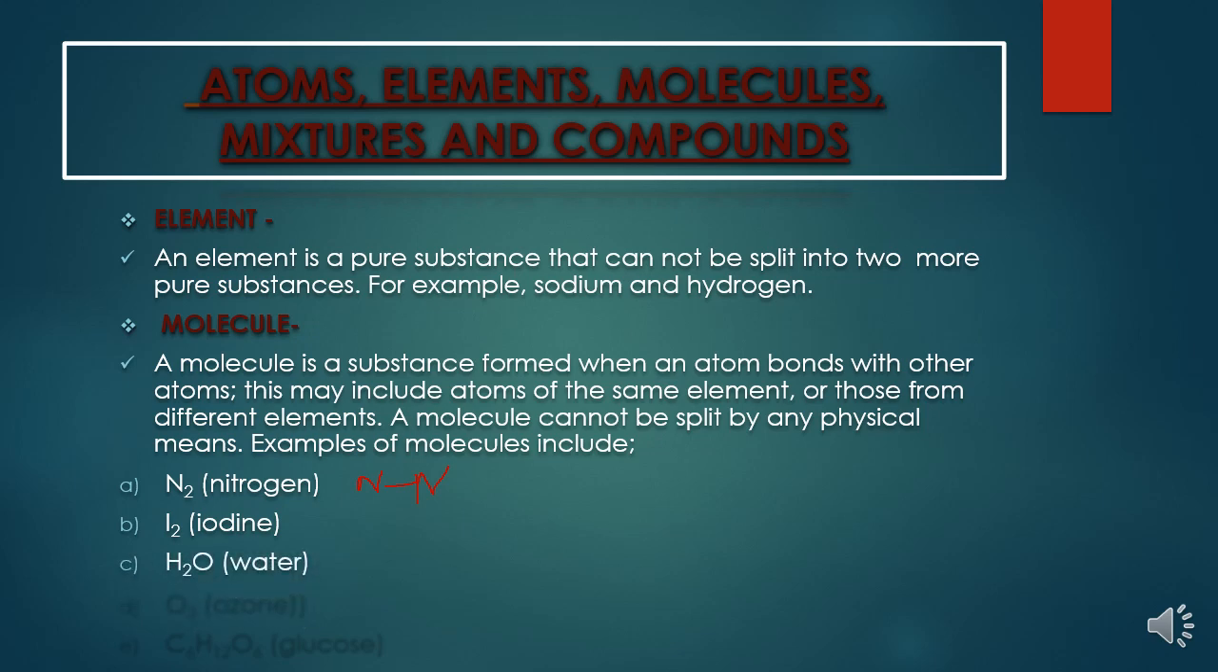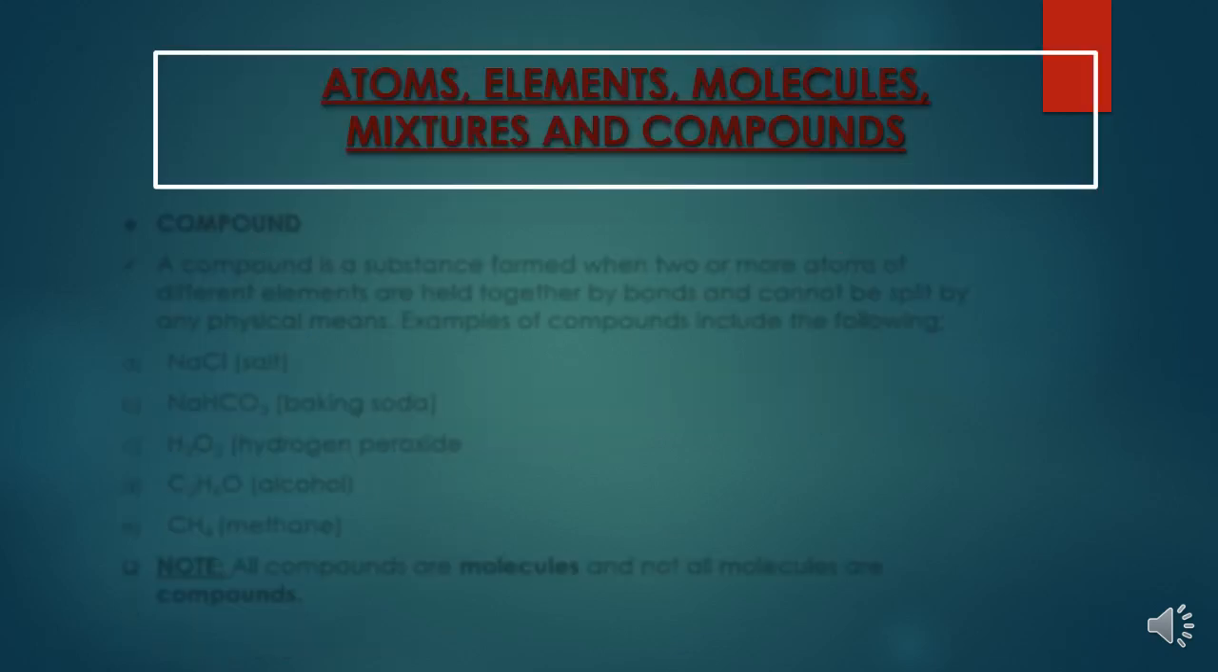We also have water. Water contains oxygen bonded to hydrogen with another hydrogen. So that is the bonding of water. As we can all see, we have one atom of oxygen there and two atoms of hydrogen bonded together. That forms a molecule. We also have ozone and glucose. There are a lot of examples under molecules, but these are just a few.